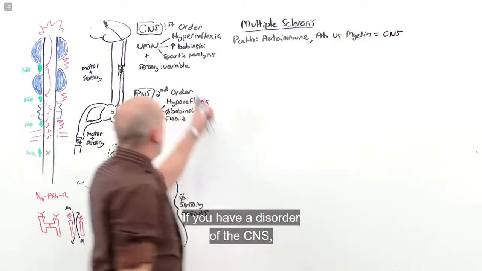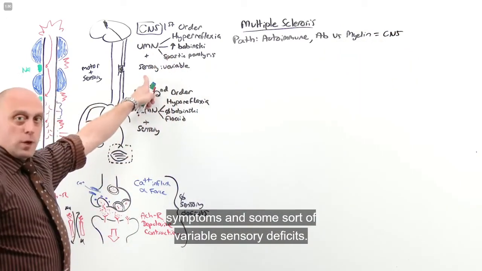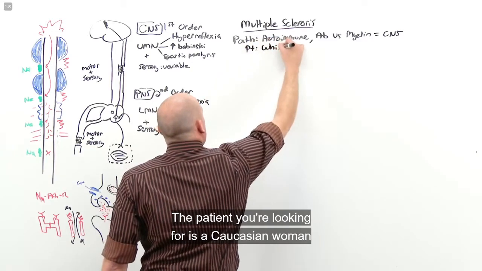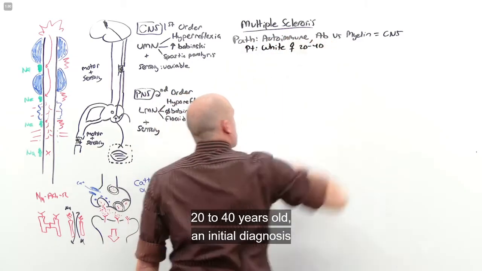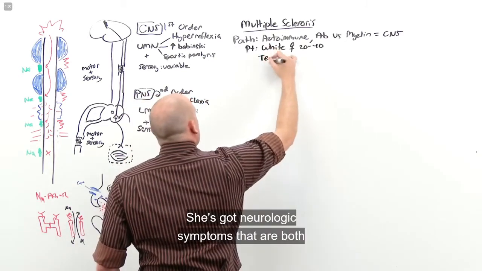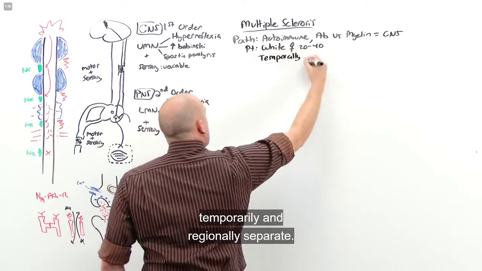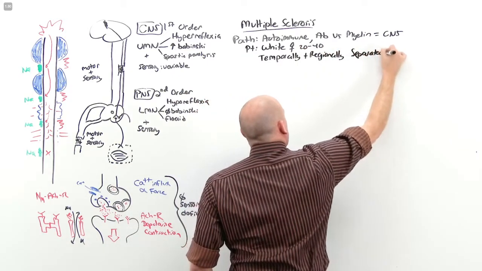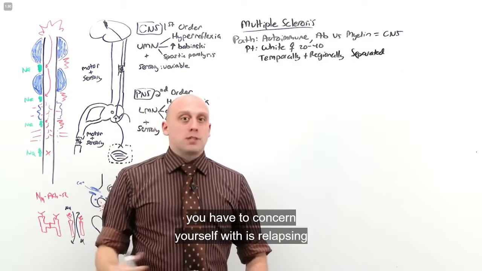If you have disorder of the CNS, we're going to have upper motor neuron lesion symptoms and some sort of variable sensory deficits. The patient that you're looking for is a Caucasian woman, 20 to 40 years old, initial diagnosis. And what you're looking for is very easy to spot in a vignette. She's got neurologic symptoms that are both temporally and regionally separate. The only form of multiple sclerosis you have to concern yourself with is relapsing and remitting.